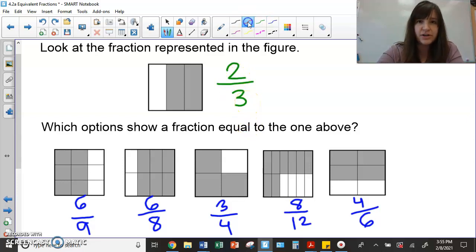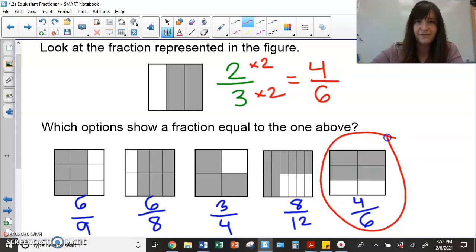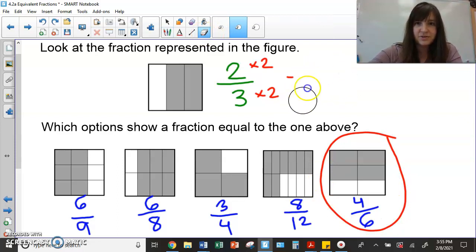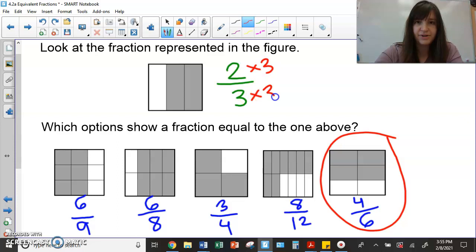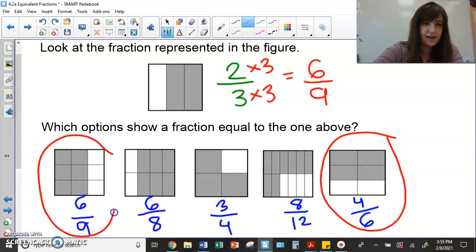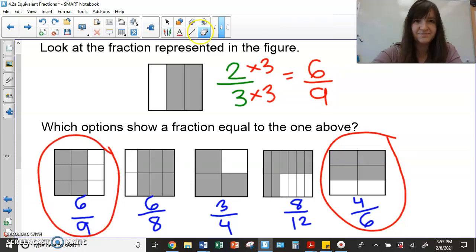So let's take 2/3 and let's multiply them, starting with 2. So 2 times 2 is 4, and 3 times 2 is 6. So down here, sure enough, I've got 4/6. So now let's try multiplying by a whole, but let's represent that whole in thirds. So I'm going to multiply 2 times 3 and 3 times 3 for 3/3, and I'm going to get 6/9. Sure enough, I have that fraction listed here.